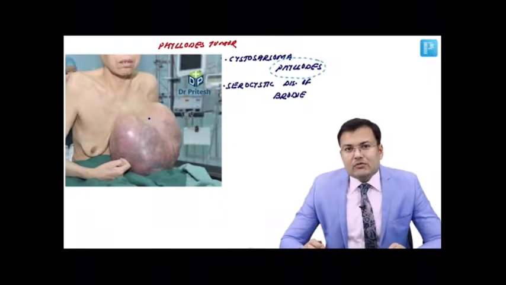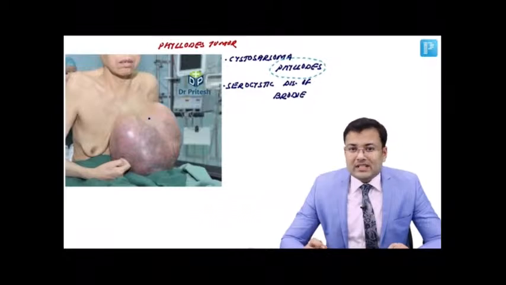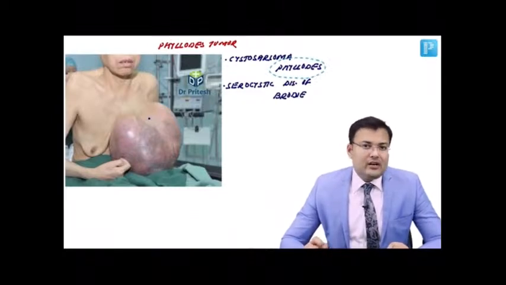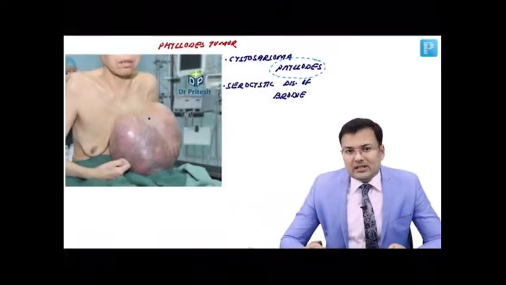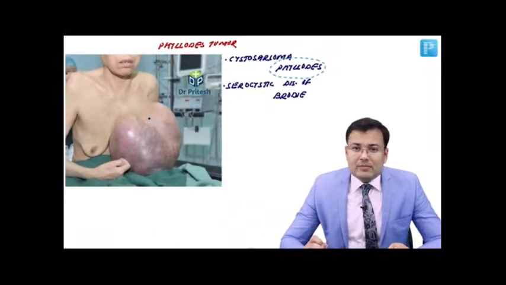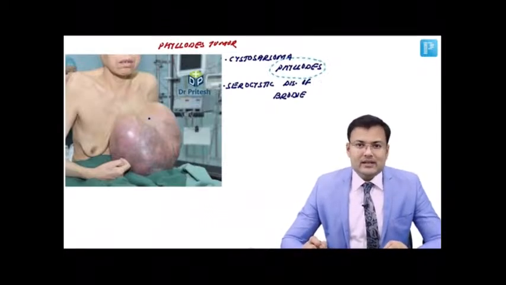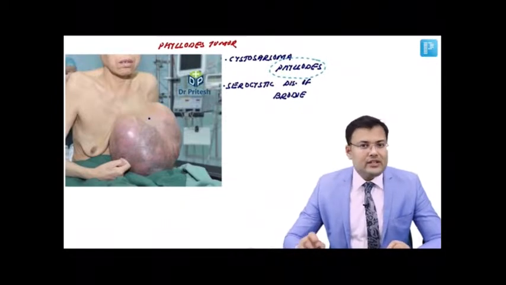Second, we discussed that the most common route of spread in carcinoma breast, which is adenocarcinoma, is lymphatic. This is a type of sarcoma, so here exclusively hematogenous spread is seen. Lymphatic spread is not seen. Clear? So see the important points.